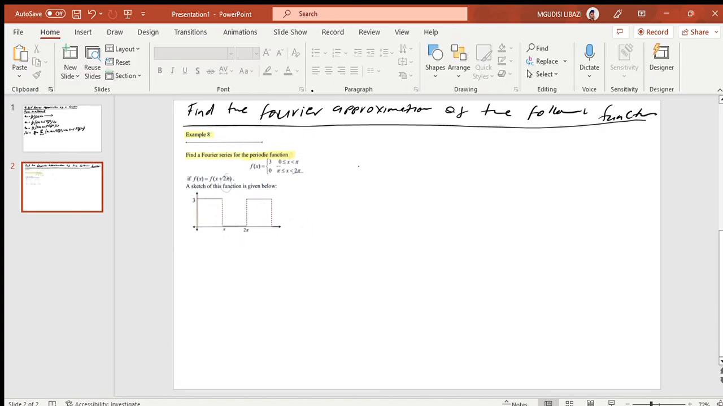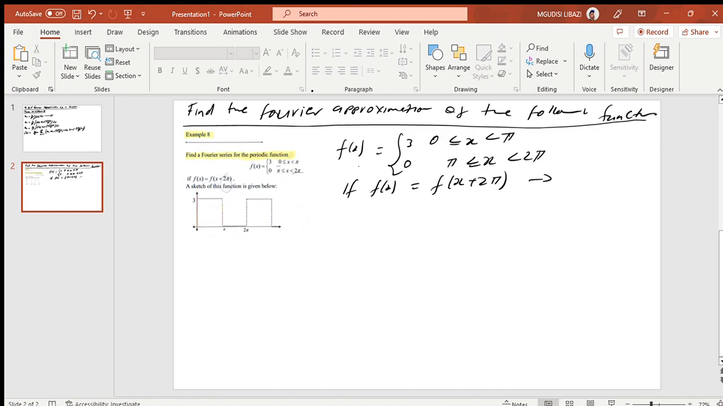This is the function that we are given: f of x is equal to 3 for 0 less than or equal to x less than pi, and 0 for pi less than or equal to x less than 2 pi. It's a step function. We are also given that f of x is equal to f of x plus 2 pi, which shows us the period of the function.